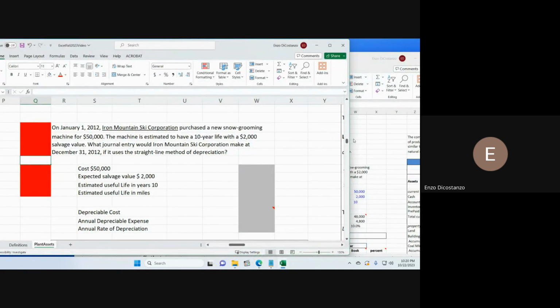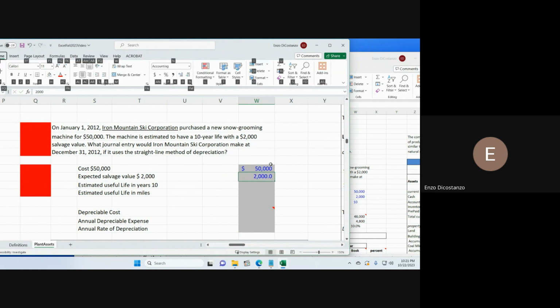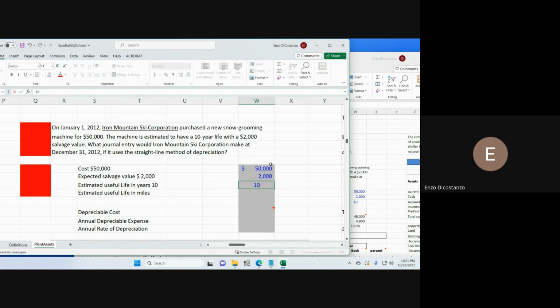Okay, folks. So here we are with Iron Mountain Ski Corporation. There is some sort of equipment that was purchased for $50,000, and the salvage value is $2,000. Useful life is 10 years, and we don't have the mileage thing.